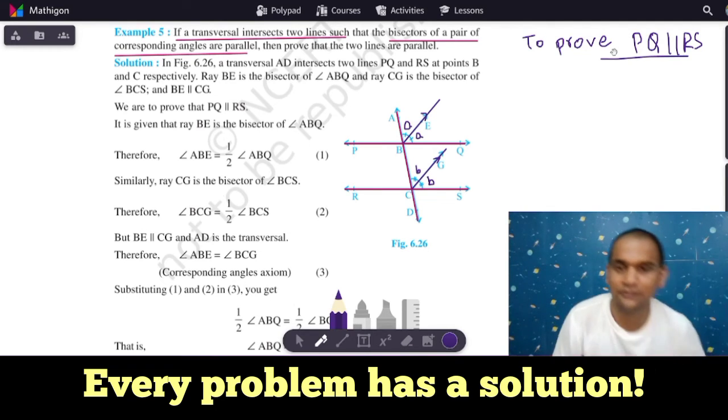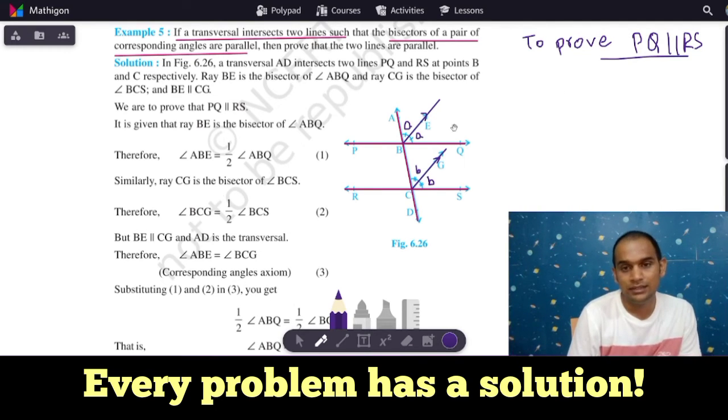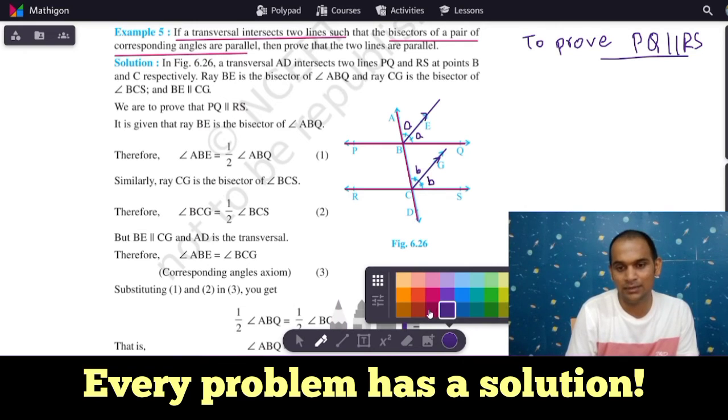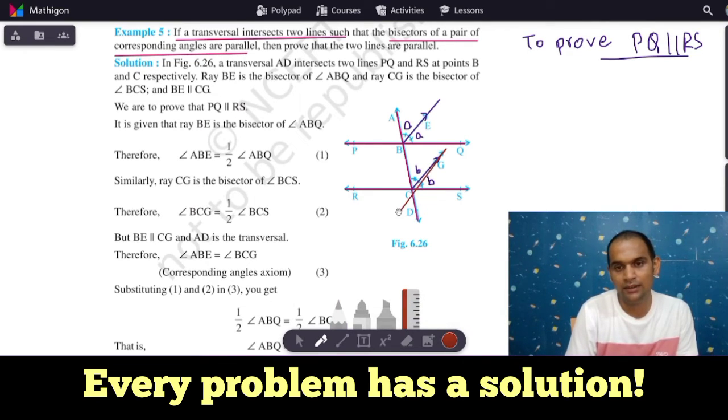Over here we have been given that these angle bisectors are parallel. So now observe it very carefully. Now I'll extend these angle bisectors. I will take orange color. I will extend these angle bisectors. Focus very carefully. Once I extend these angle bisectors, I'll take this particular line AD as the transversal.